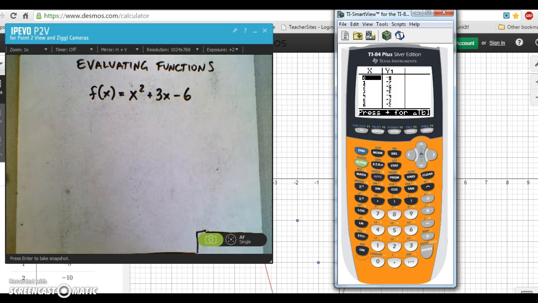You need to be able to do it with a calculator. You need to be able to do it from a table. You need to be able to do this from a graph. So we're going to explore all three ways. We're going to do two examples, then we're going to be done. This shouldn't be too painful today.